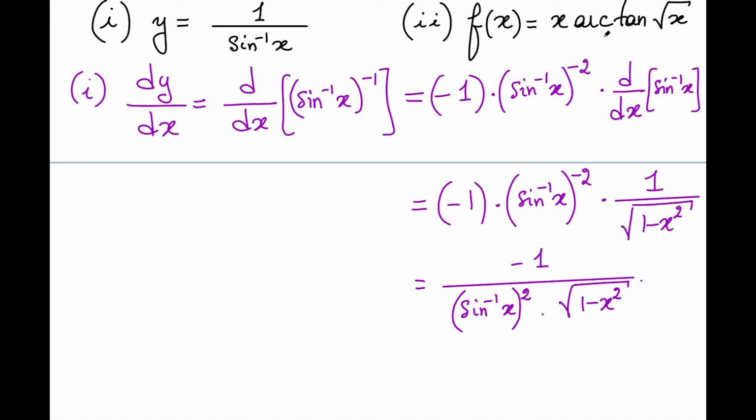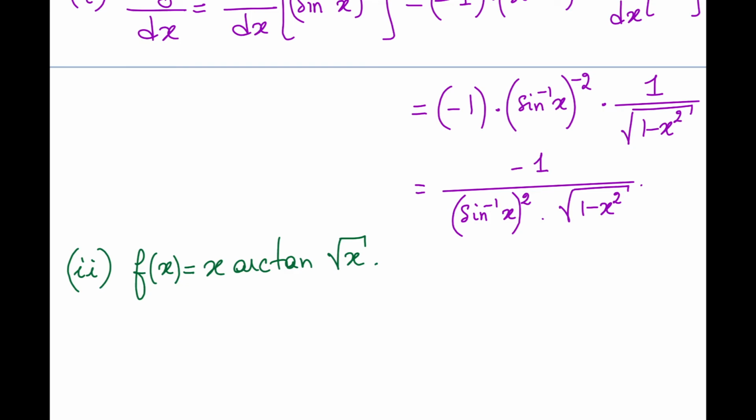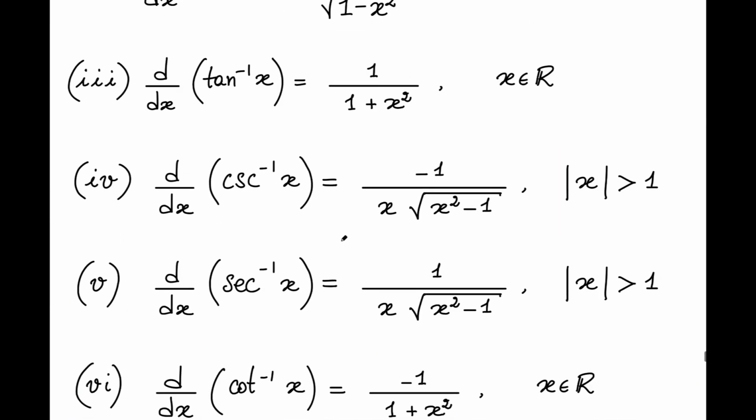Now part 2, we want to differentiate this function. We have that f of x is equal to x arc tan of the square root of x, and we want to find f prime. What we know is this result. I'm going to copy it, and this is for any real number.